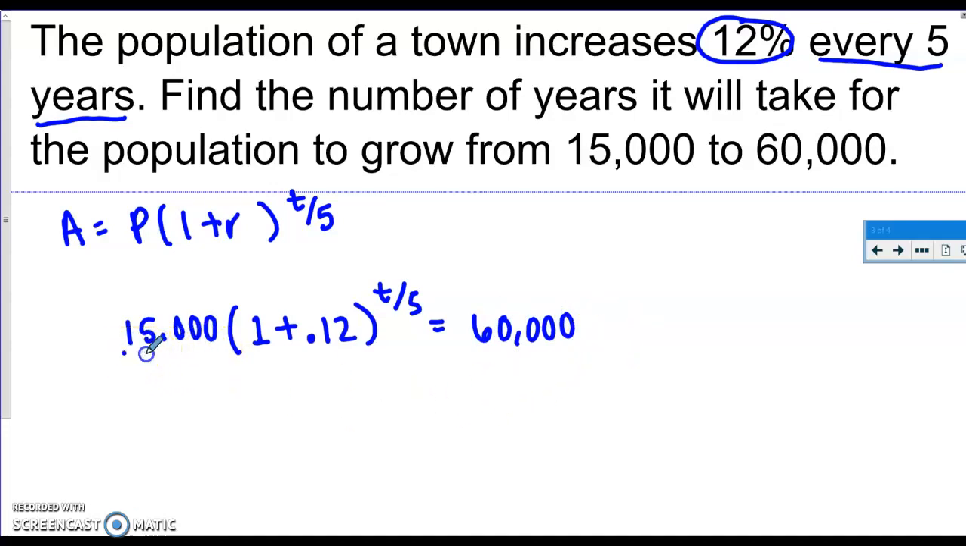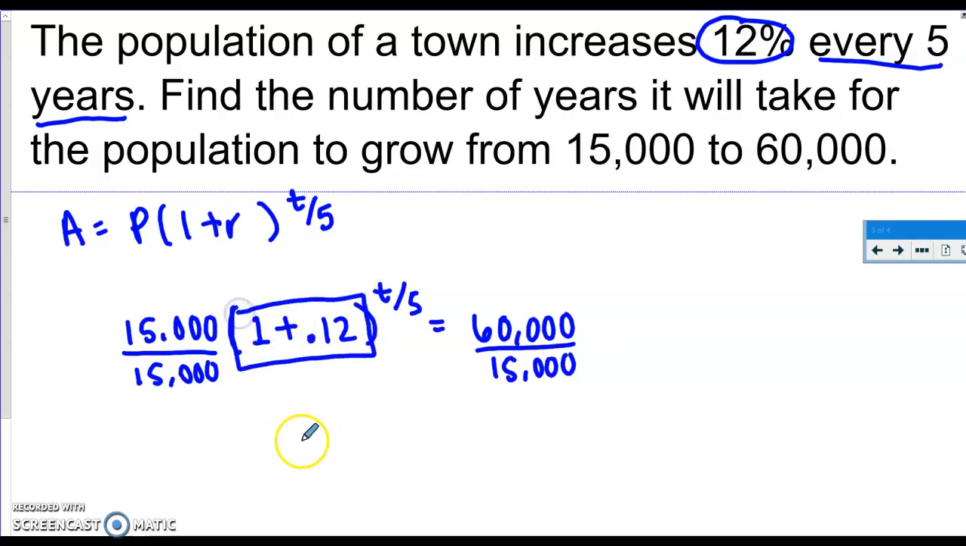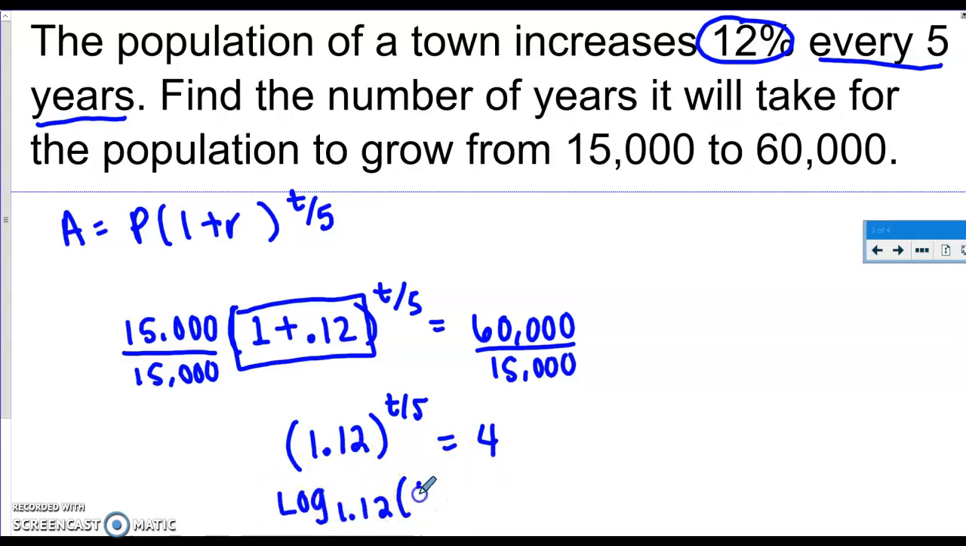All right, so again, I need to divide this. I will need a log this time because my exponent is my variable. And I'm going to go ahead and simplify this because that's not going to be too bad. So I'm going to make that 1.12. That came out to be 4. So at this point, I can turn it to a log. My base is 1.12, my argument will be 4, and that will equal t over 5.